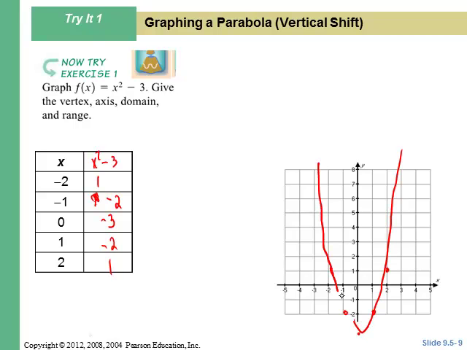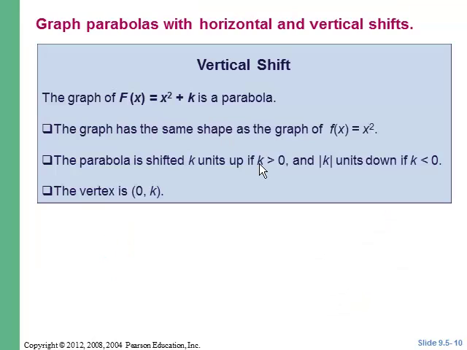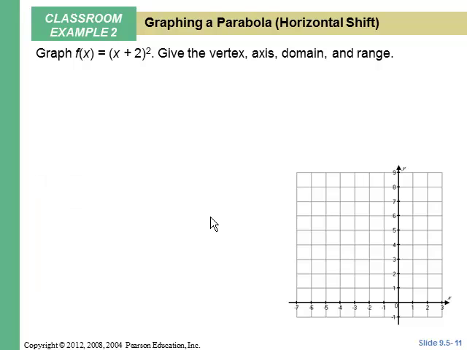And you can see that when you have a number like that, it's going to get the axis down. So if we have a number connected to the x squared like that, it's going to be shifted vertically. So this is the vertical shift letter. And if it's greater than that, it's going to go up. If it's less than that, it's going to go down. And the vertex is at 0, k.